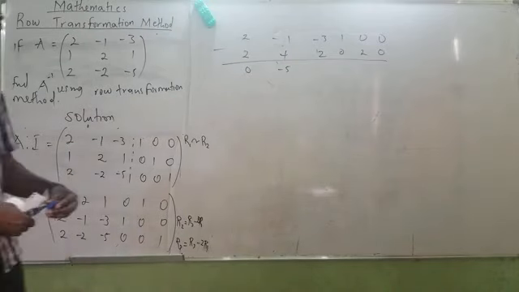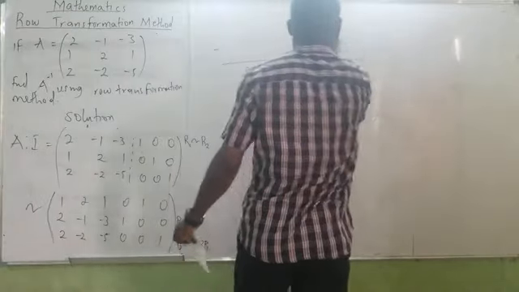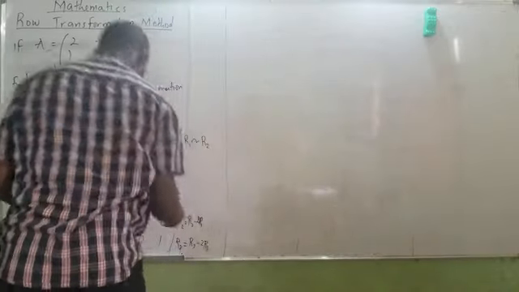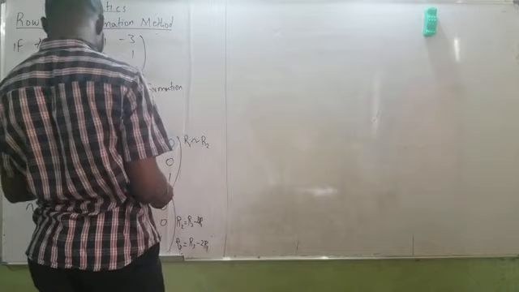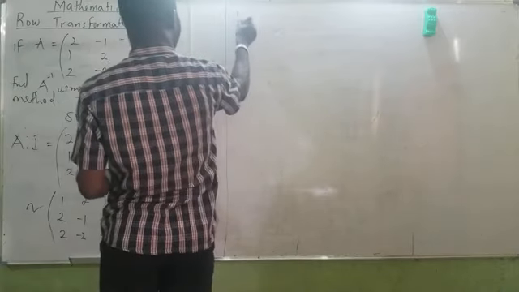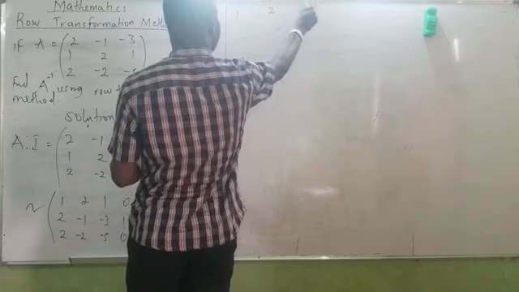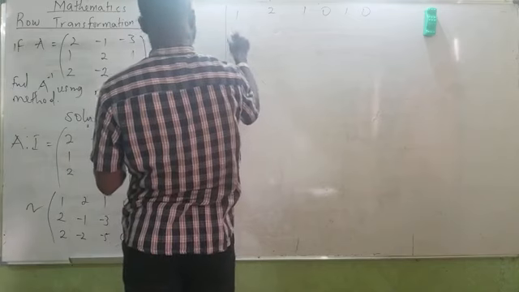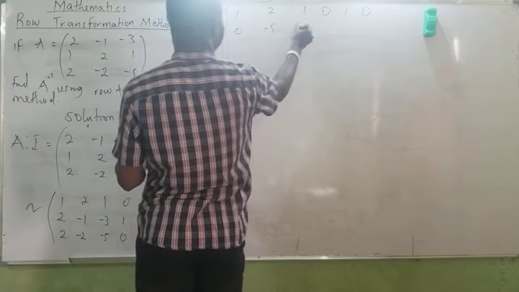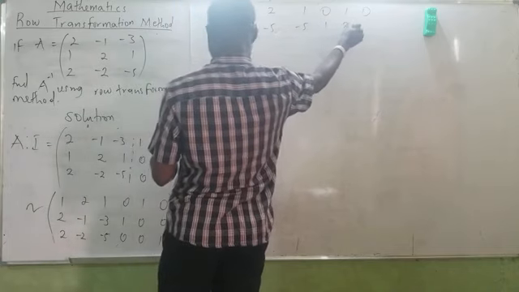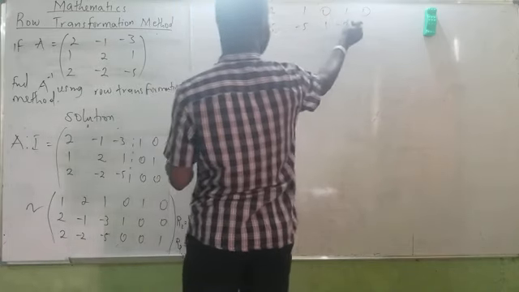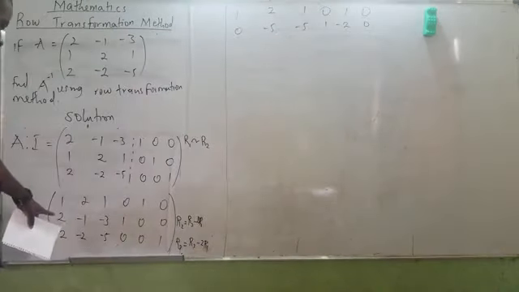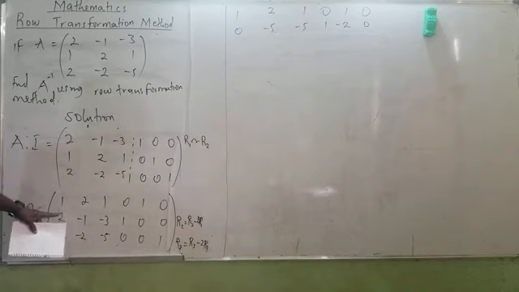By so doing that, you have your answer without stress. That's the best way to go about it. The next thing I will have is 1, 2, 1, 0, 1, 0. And here will now be equal to 0, minus 5, minus 1, 2, minus 2, and 0. And here will now be, don't forget the same thing, R3 minus 2 R1, minus 2.